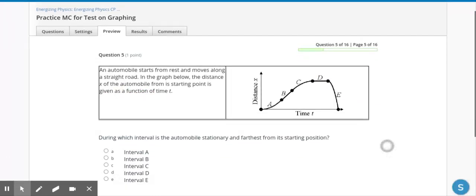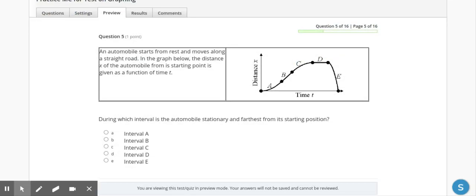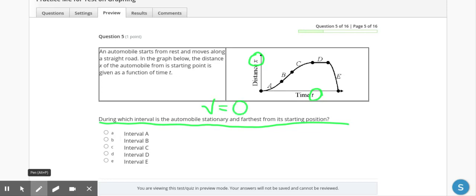An automobile starts from rest. It goes on a straight road. So this is a distance time graph, not displacement, but distance, but that's okay. From the starting point is given as a function of t. So this is a position time graph. During which interval is the automobile stationary and farthest from its starting point? Stationary means its velocity is 0. This is when there is a slope of 0, because remember the slope of position time gives you velocity. So that would be D.